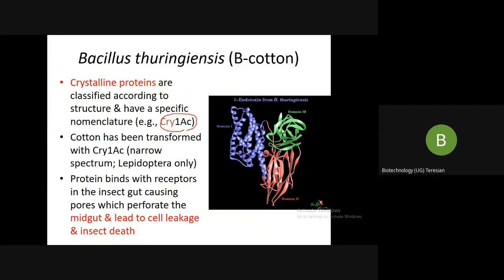The cotton has been transformed with Cry1AC, which has a narrow spectrum. Narrow spectrum means this Cry1AC gene will target only the Lepidoptera and no other species. That is what is called narrow spectrum. So how does it do so? This protein binds with the receptors in the insect gut, causing pores which perforate the midgut and lead to cell leakage and insect death.